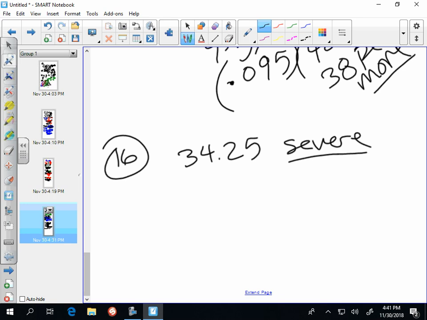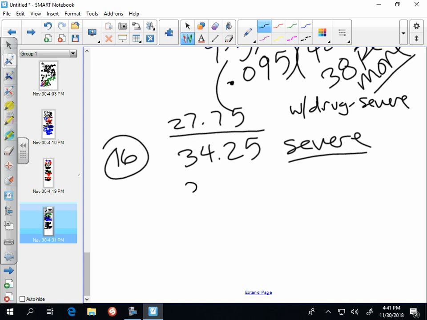But what portion of those people were given the drug? Well, when I read through the choices A through C again, notice severe side effects drug is choice F, and F is 27.75. So that's with drug severe. If I divide the top by the bottom, I end up with 81%, which is choice J. Choice J for number 16.